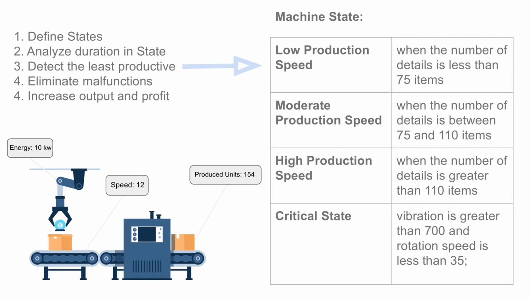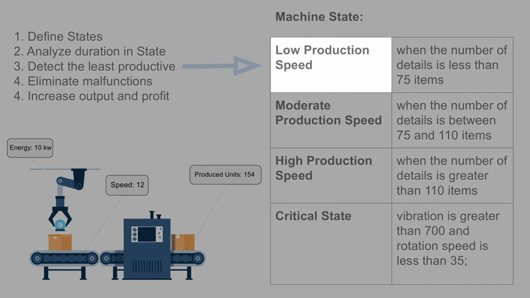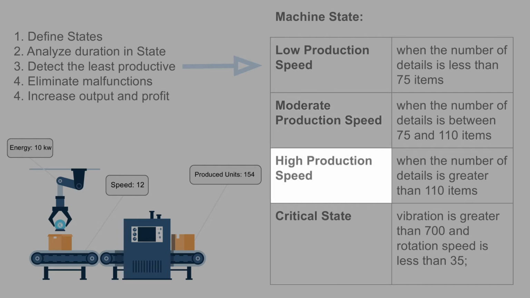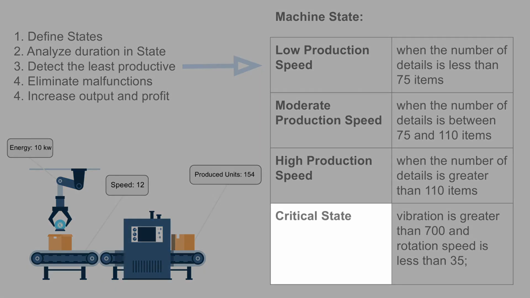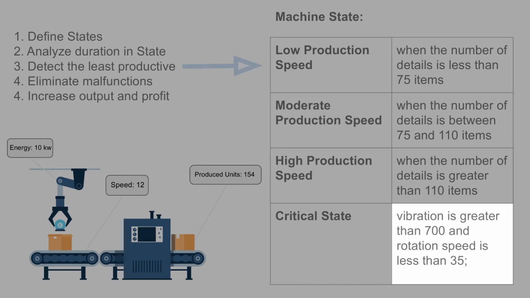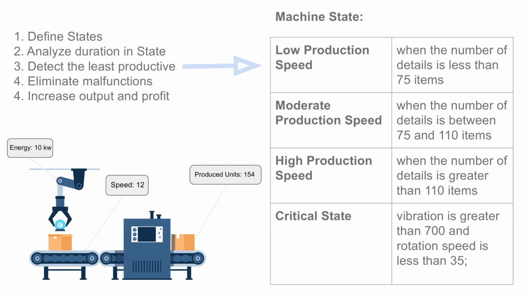Depending on the speed of production value, we can define the low, moderate, and high state of production. Moreover, we can use several telemetry values to define the state. For example, we know that critical condition is when the vibration speed is increasing and rotation speed is decreasing. We can create such state and monitor how much time each machine had spent in this condition.